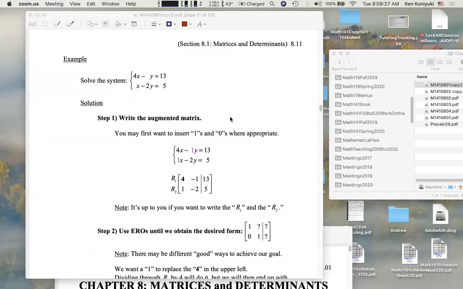Hi everyone, let's solve systems using GEBS.